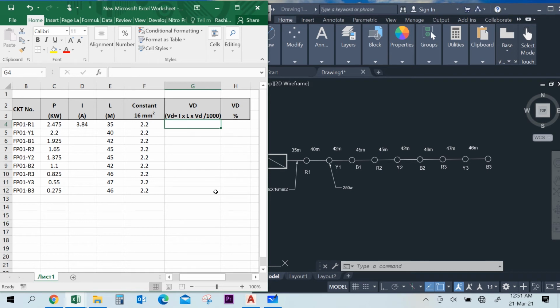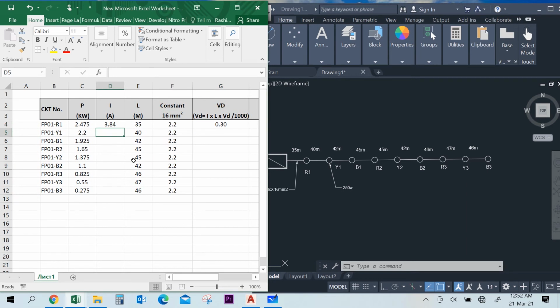Now we will put all these values in to find out the voltage drop. So we will copy this. We will multiply all these values and divide by 1000. First we make a bracket and then the whole divided by 1000, and the value comes to 0.30. This is the total voltage drop at this point.